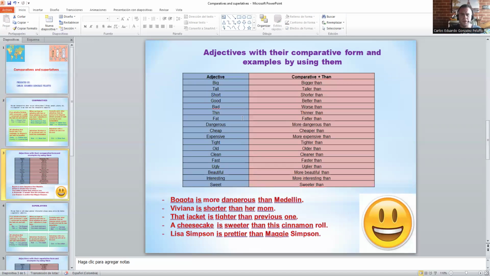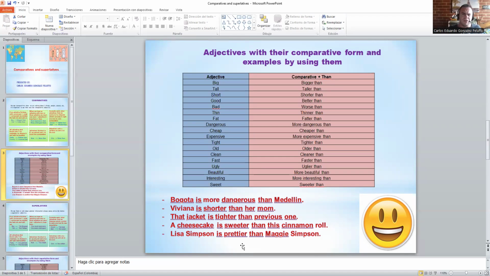Let's start. Can you see the table with adjectives in comparative form? When you have an adjective, it's always important to change it to ER than: bigger than, taller than, smaller than, more intelligent than, more expensive than, cheaper than. It's necessary to use the preposition than after comparative adjectives, because we indicate that we're talking about two people, two places, two things, and it's necessary to identify what the description is.